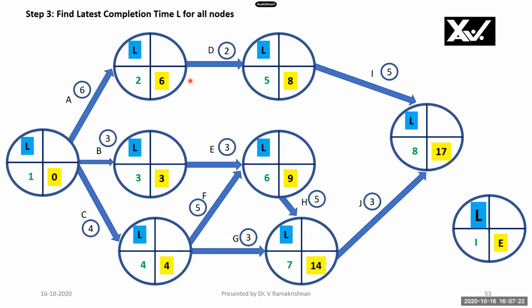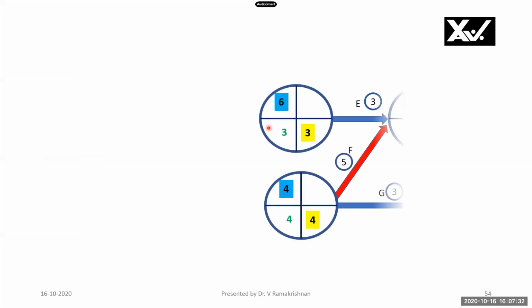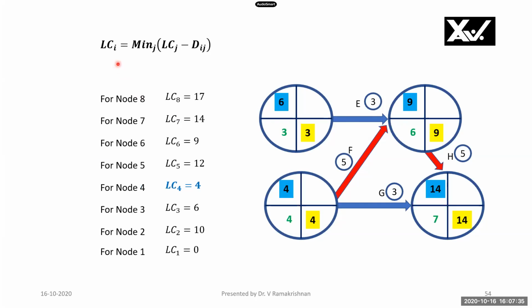Now I will have to fill up the latest completion time L for all the nodes. For that, I have to start from the head event. Here I will take it as 17 and then do a backward pass. I will give an example here of how to calculate the latest completion time. I will take the 4th node here. There are 2 activities, F and G, here. So you will see here, this is 9. 9 minus 5 is 4 here. Here it is 14 minus 3 is 11 here. So I have to take the least one. 9 minus 5, 4, is the least one. Therefore, I have selected it. Similarly, I will find out for all the nodes in the next slide.